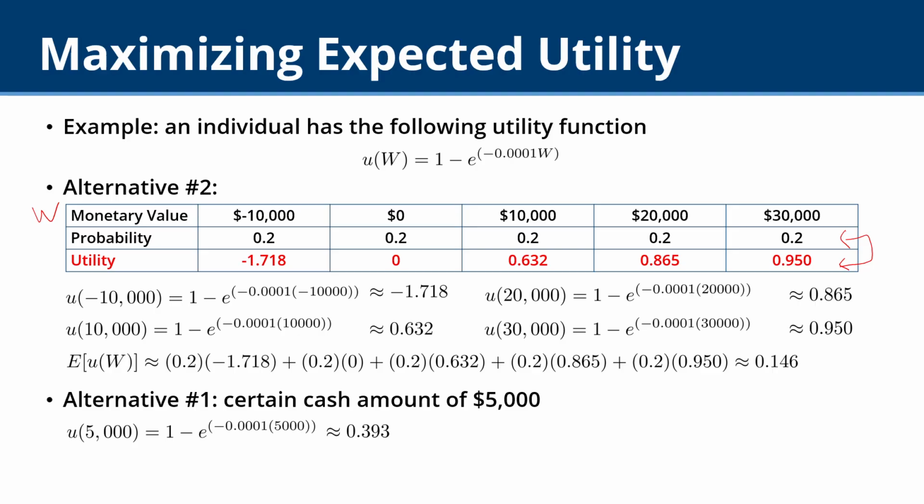So if we're using expected utility, which one do we prefer? Alternative number 1 yields the higher expected utility, so therefore we prefer alternative 1 over alternative number 2.